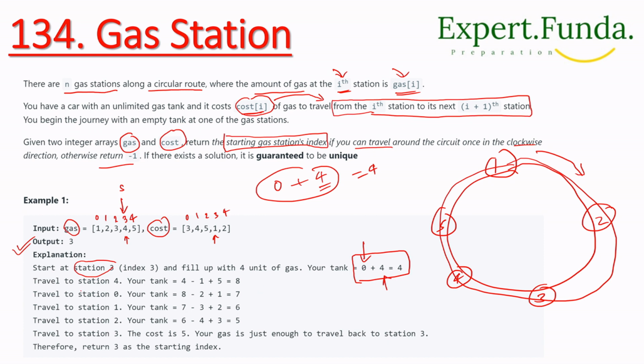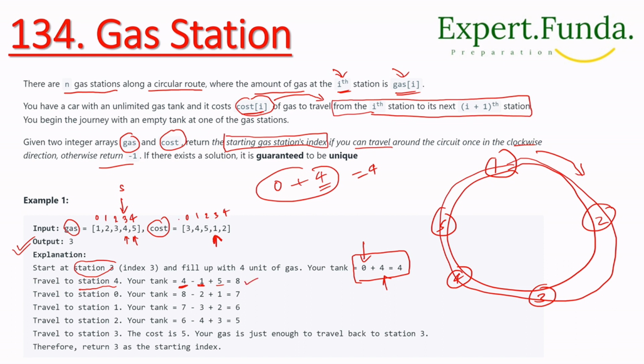Now if we talk about station 4, that means we have to check at station 4, that is 5, right? That is 5 given here. So previously its tank was 4. Now what is the previous cost, right? The previous cost was 1 at that index. So what we have to do is minus, right? The previous cost we have to pay. And now the current unit is 5 at index 4. So it will become 8.